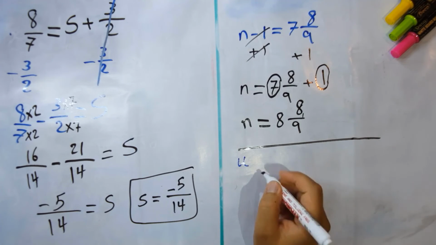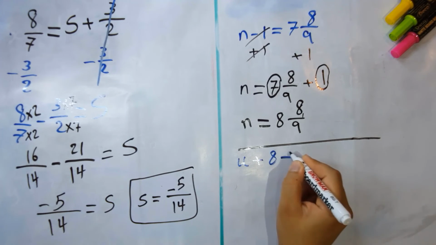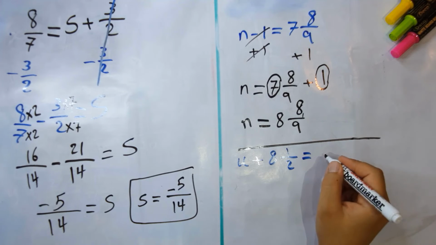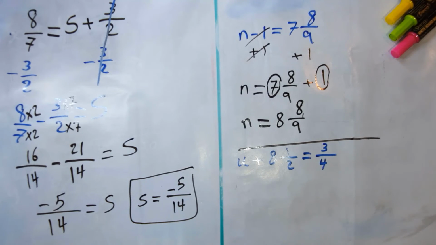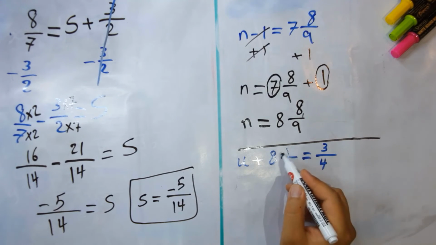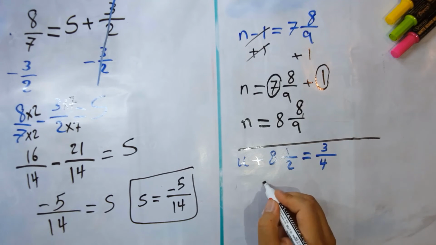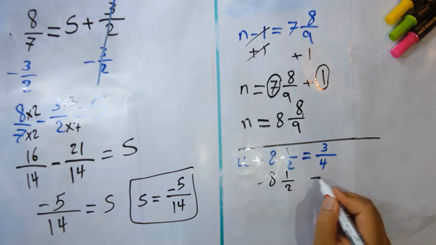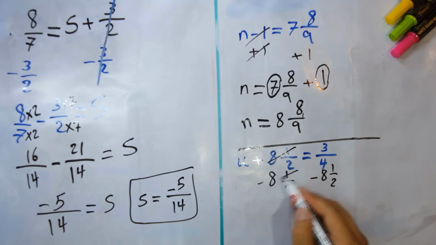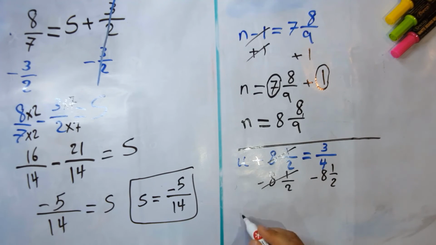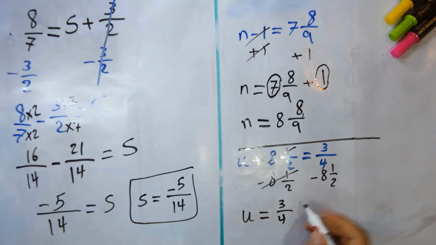U plus 8 and a half equals 3/4. Now we should remove 8 and a half, minus 8 and a half into side. 8 and a half and the negative 8 and a half is 0. Then the remainder in this side is u equal. In the other side we write 3/4 minus 8 and a half.